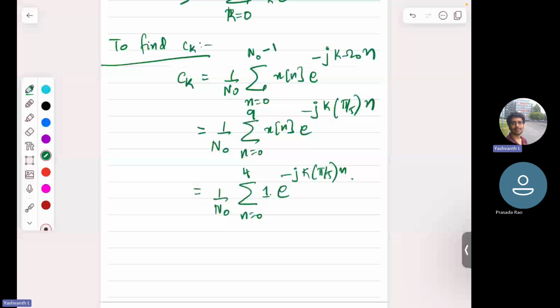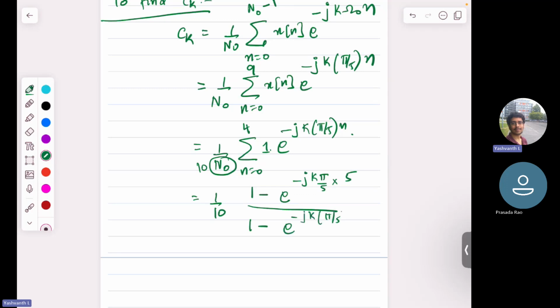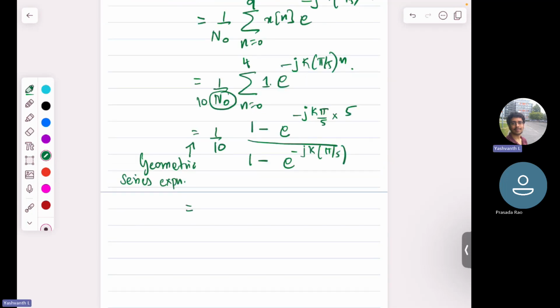Okay, fine. Now it is nothing but just a summation over exponentials, just a geometric series, right? It's just a geometric series of 5 terms. That is, just use the formula for geometric series. N naught is nothing but 10. So 1 by 10 into, you can show that this is nothing but (1 minus e power minus j k pi by 5 into 5) by (1 minus e power minus j k pi by 5). Basically the expression for geometric series expansion.